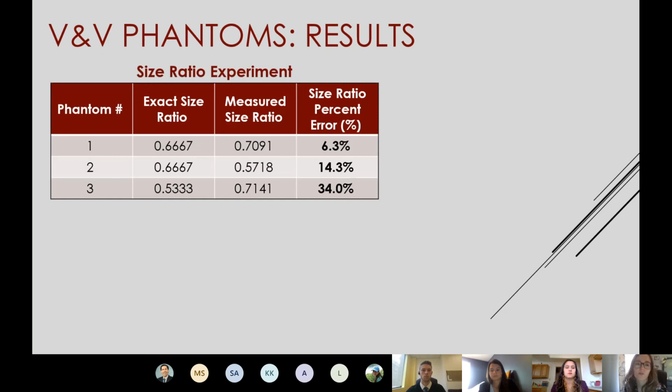The next experiment that we performed with these 3 phantoms was comparing the size ratio. So again, we ran through these 3 phantoms. We recorded the measured size ratio that was output through the code and compared it to the exact size ratio.